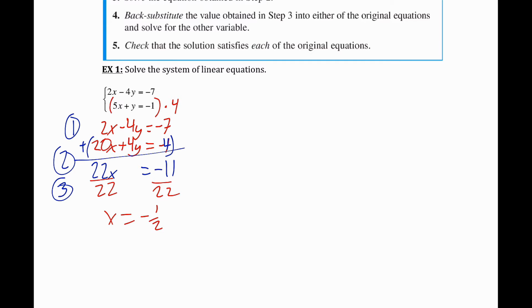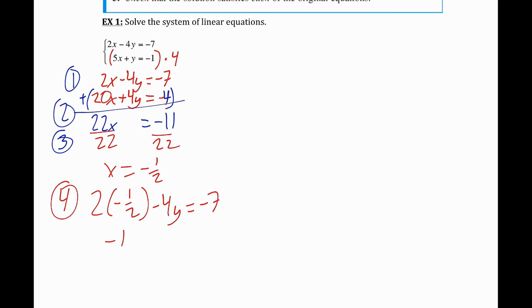Now to find the y value, we're going to plug that back into one of our two equations. Looking at those, negative 1/2 is probably going to be a little easier to plug into the first equation. So I'm going to do 2 times negative 1/2 minus 4y equals negative 7. Cleaning this up, 2 times negative 1/2 is negative 1, minus 4y equals negative 7.